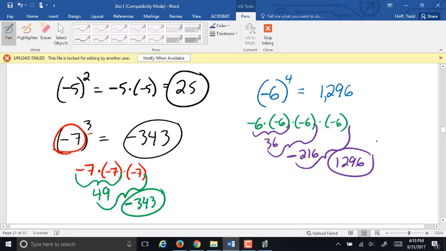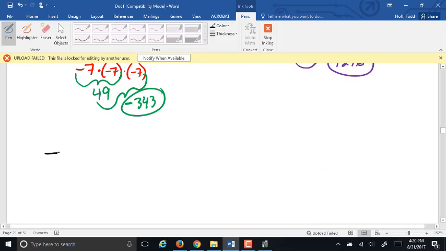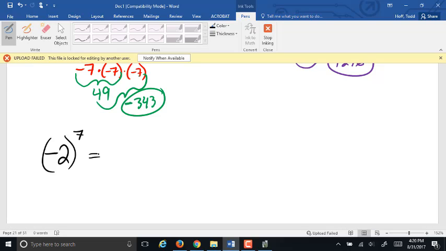You might see a pattern developing here. When the power was even, the result was positive. When the power was odd, it gave us the negative. So if I had negative 2 to the power of 7, would I expect that answer to be positive or negative? Negative, because of the odd power. That actually comes out to be negative 128.